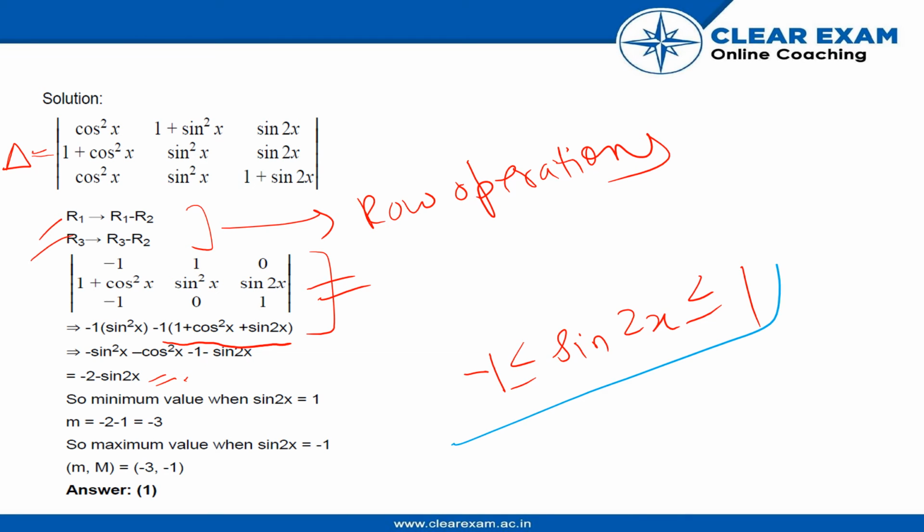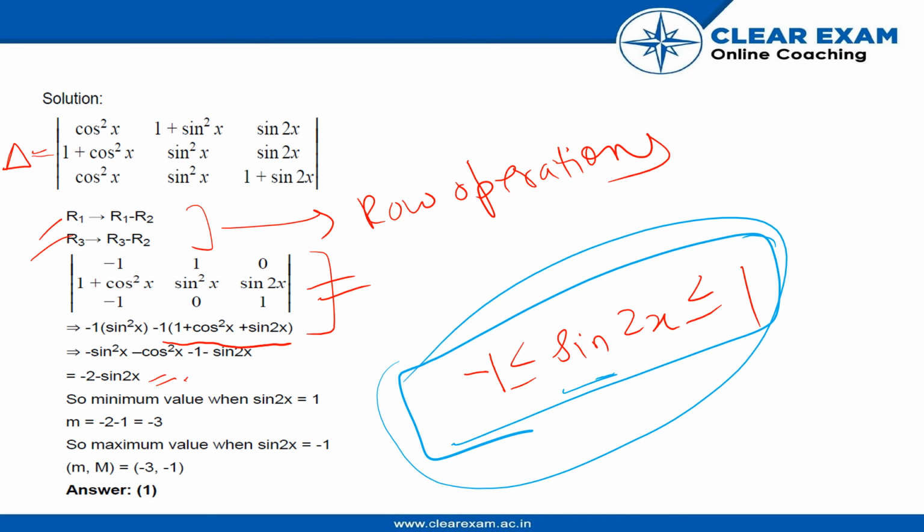Basically this is the range of sine 2x, that is -1 less than or equal to sine 2x less than or equal to 1. So by applying this, we'll be getting the minimum value, that is when sine 2x is equal to 1. We'll be putting that 1 into this, so we'll be getting -3, and similarly we'll be finding out the maximum value. So our answer is -3 comma -1. That is basically option number 1.